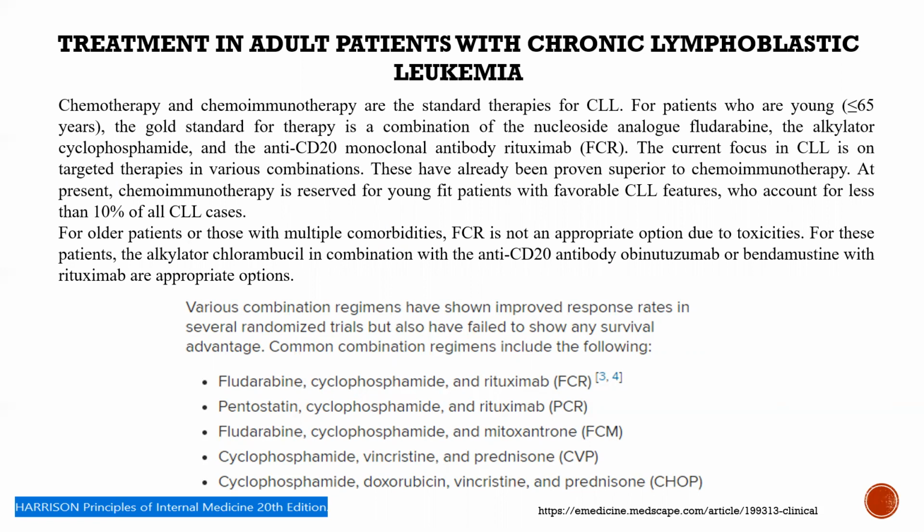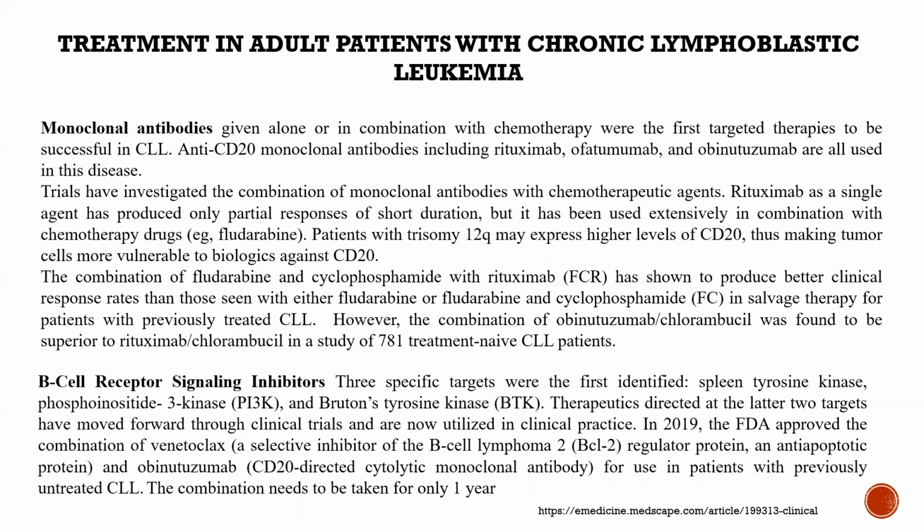Various combination regimens have shown improved response rates. They include fludarabine, cyclophosphamide, and rituximab; pentostatin, cyclophosphamide, and rituximab, for example; or fludarabine, cyclophosphamide, and mitoxantrone as an example, depending on the patient. Monoclonal antibodies given alone or in combination with chemotherapy were the first targeted therapy to successfully treat chronic lymphocytic leukemia.